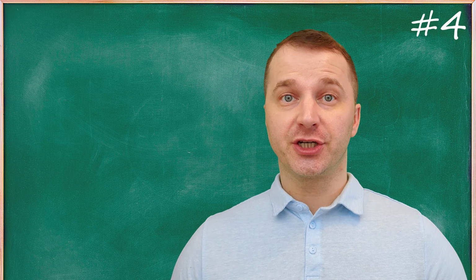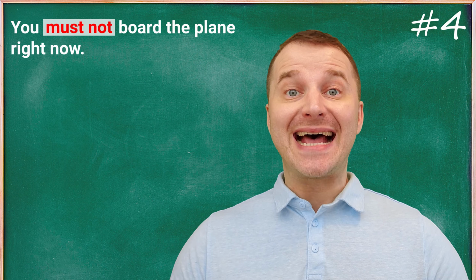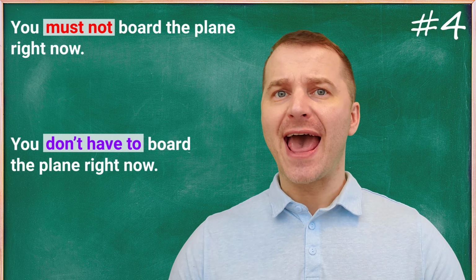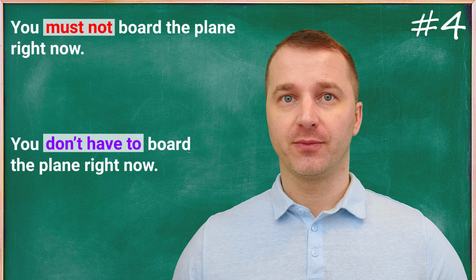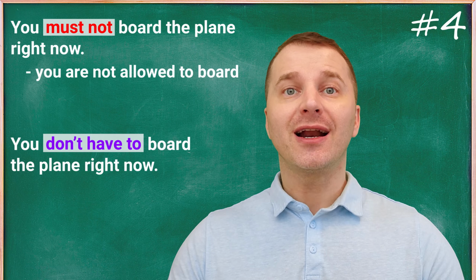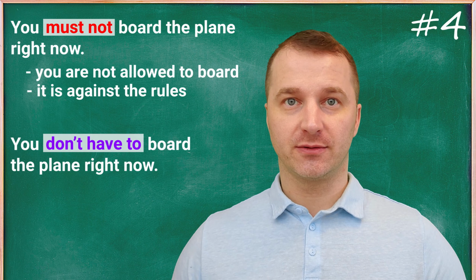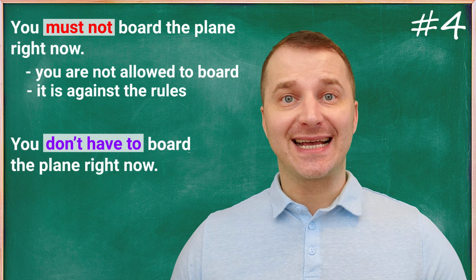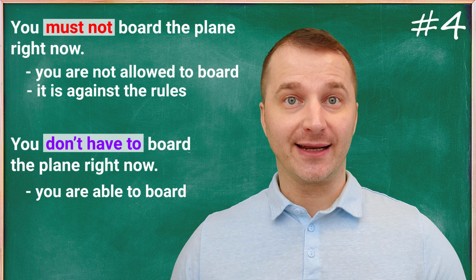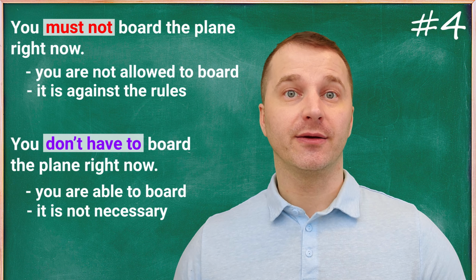Before we finish, let's look at two more sentences. You must not board the plane right now. Versus, you don't have to board the plane right now. The first sentence states that you are not allowed to board the plane. It is against the rules. The second sentence gives you a choice. You are able to board the plane, but it is not necessary. You don't need to do it right away.